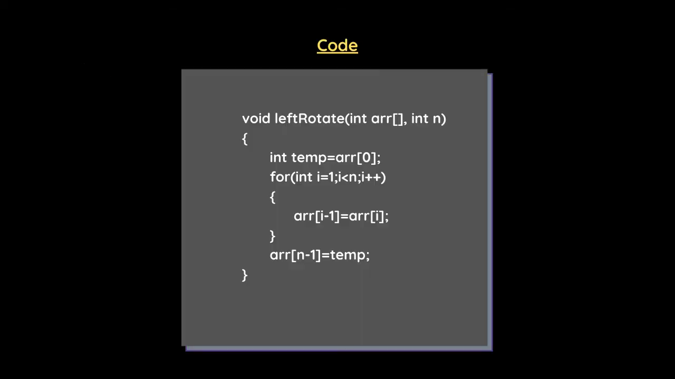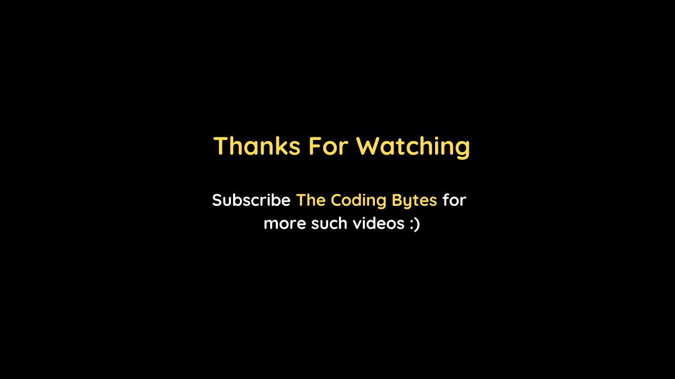Now let's have a look at the code. So as you can see, this is a very simple code. So this particular function takes an array as argument and n, which is the size of the array. And inside this particular function, the first line is int temp = arr[0], which means we are copying the value of index 0 to temp. And after this, we have this for loop, and inside this for loop, i is starting from 1 and the condition is i < n. So this loop will iterate till i is less than n. Inside this loop, we are copying each element to its previous index. And at the end, we will copy the value of temp to the last index of the array. So this is the complete solution of this particular program.